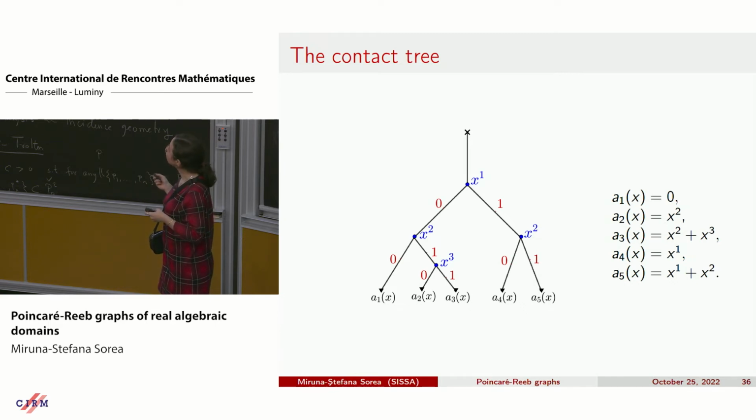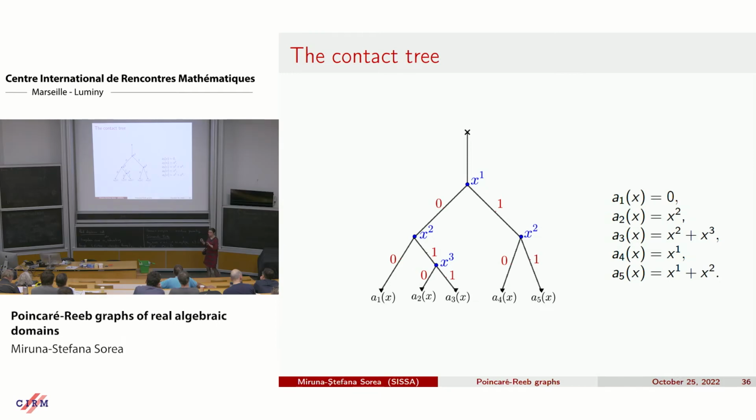You need to consider that this is a tree embedded in the plane. You need to have a strictly increasing order on the exponents, and also on the left edge and right edge. Maybe I'll skip this detail, but there are just these constraints. Then you can read univariate polynomials starting from the root of the tree towards the leaves. So if you want to read A3 of x, you see that it's x times 0 plus x squared times 1 plus x cubed times 1. So from this tree, you can get a set of univariate polynomials.